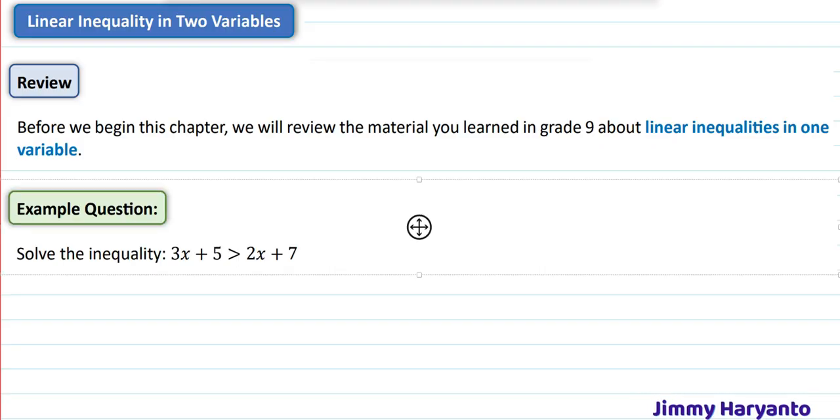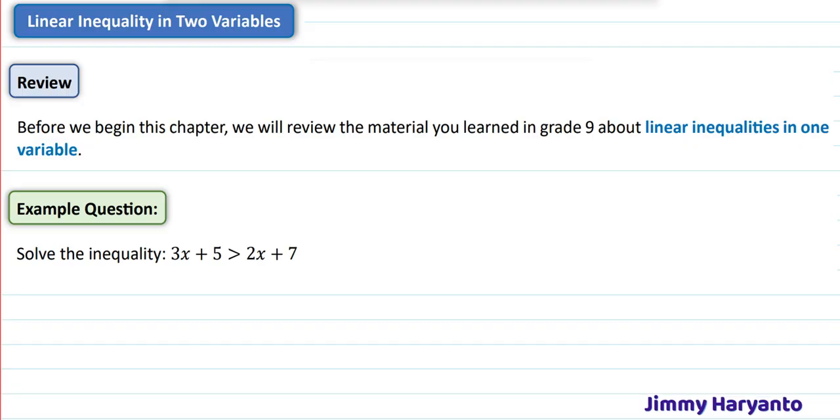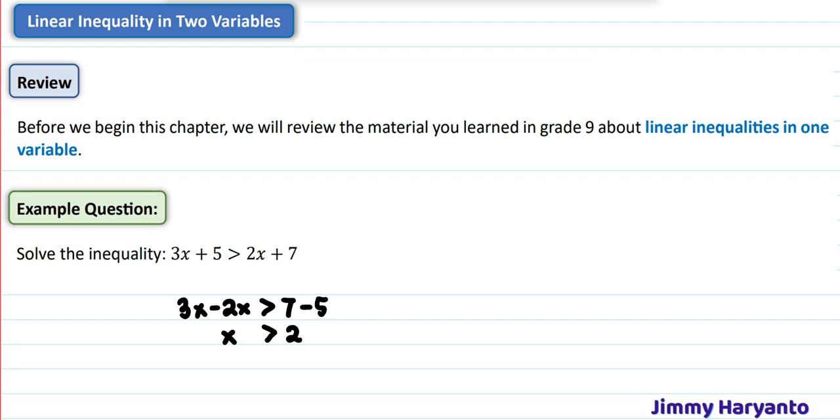one variable. Example question: we have 3x plus 5 greater than 2x plus 7. As you can see, we only have one letter right here, or one variable. That means this one is a linear inequality in one variable. To solve this, you only have to use simple algebra. You will move the 2x to the left hand side and then move the 5 to the right hand side, and then you'll have x greater than 2.